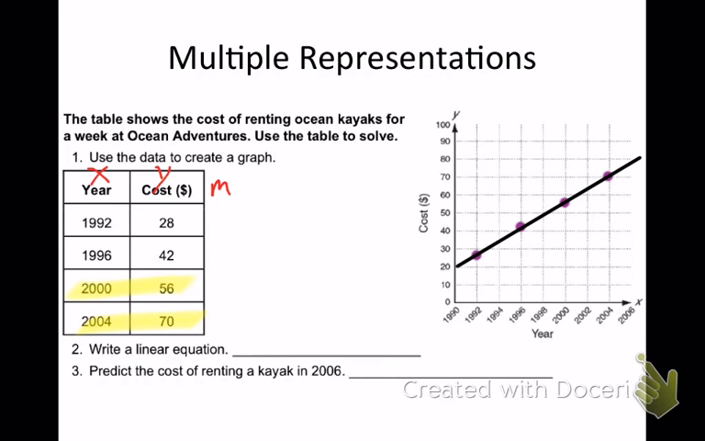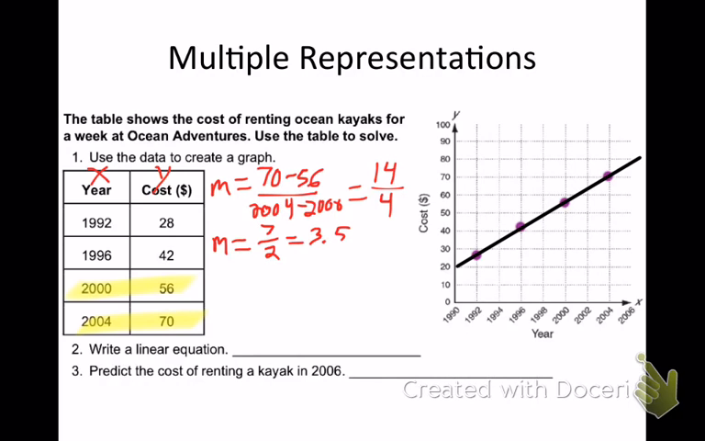So m equals 70 minus 56 over 2004 minus 2000. 70 minus 56 is 14. 2004 minus 2000 is 4. My slope comes out to be approximately 7 over 2 or 3.5, either way you want to look at it, right?